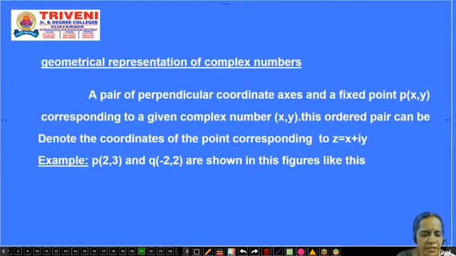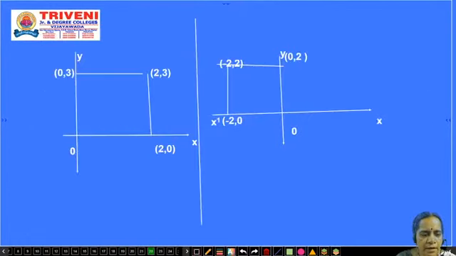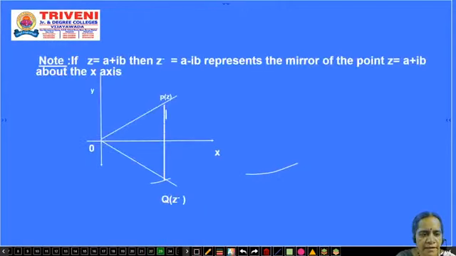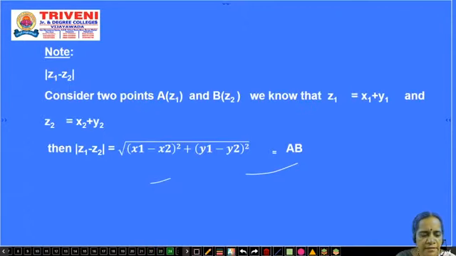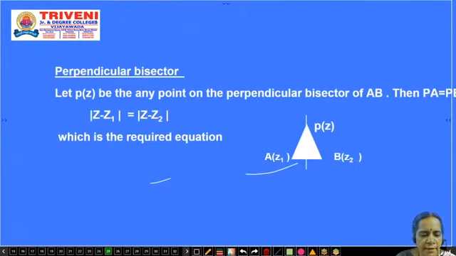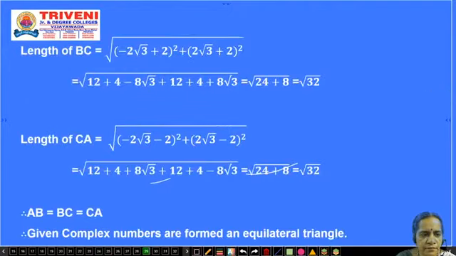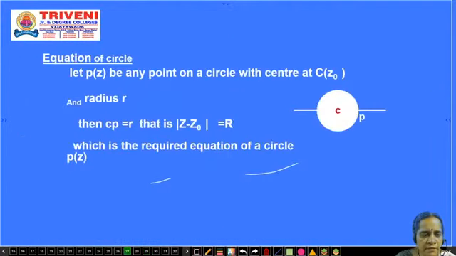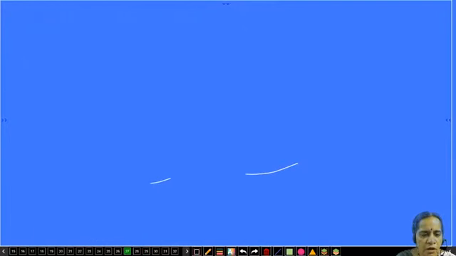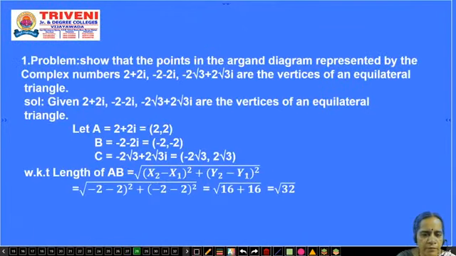Geometrical representation of a complex number and representation of two complex numbers a plus ib and minus a plus ib, and then next one is the mirror image, and next one is the length or distance between two complex numbers and perpendicular bisectors. Next one is the equation of a circle. Equation of circle is modulus of z minus c is equal to r. There are some problems based on this.